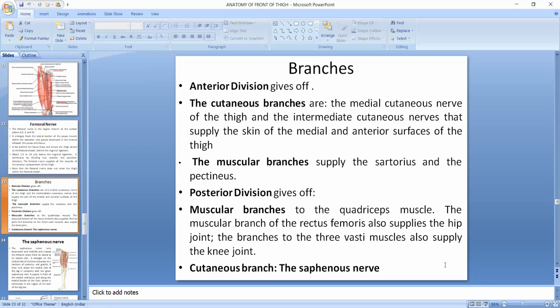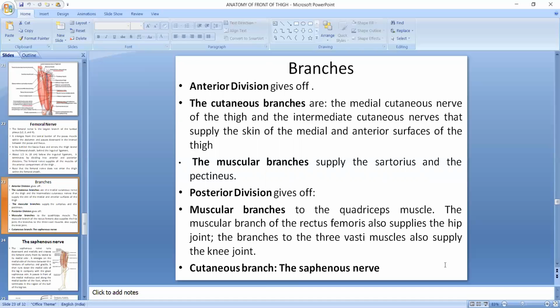Branches, anterior division gives the cutaneous branches, the medial cutaneous nerve of the thigh and the intermediate cutaneous nerve that supply the skin of the medial and anterior surface of the thigh. The muscular branches supply the sartorius and the pectineus muscles.